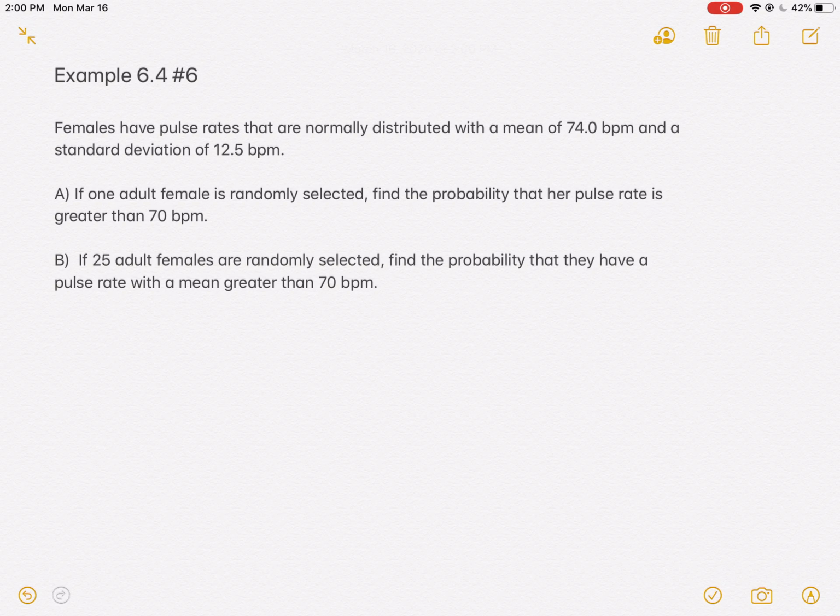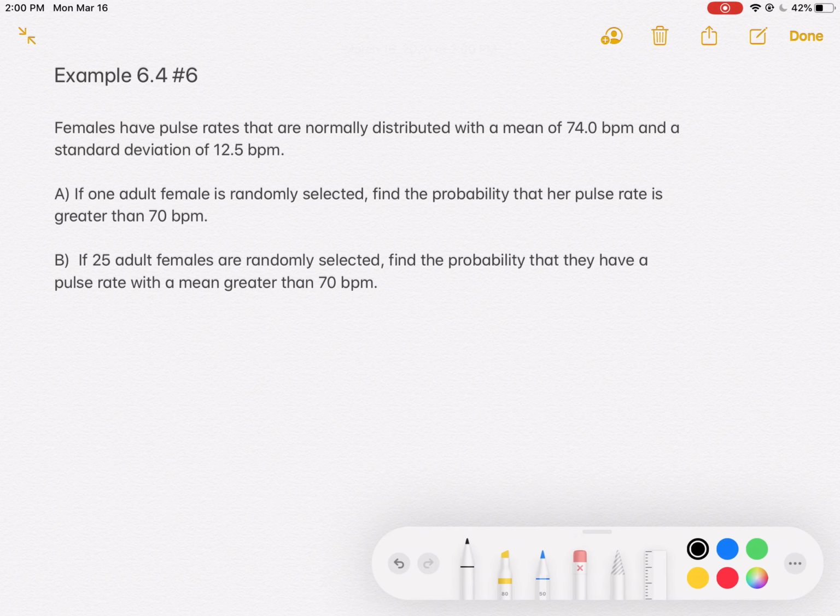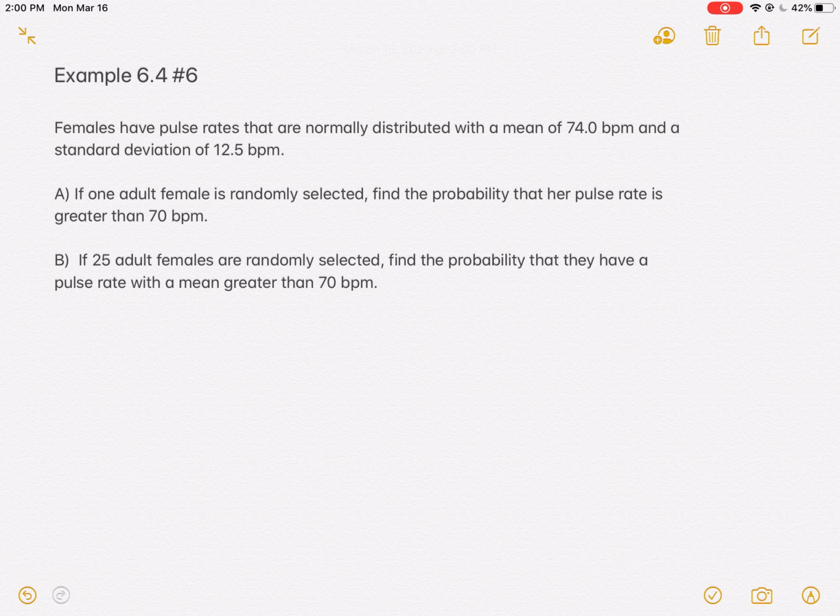So now let's get into another example, I guess our very first example that we're going to do together out of this section. They're specifically picking a setting where we have a normally distributed setting. Females have pulse rates that are normally distributed with a mean of 74 and a standard deviation of 12.5 beats per minute. If one adult female is randomly selected, find the probability that her pulse rate is greater than 70 beats per minute.